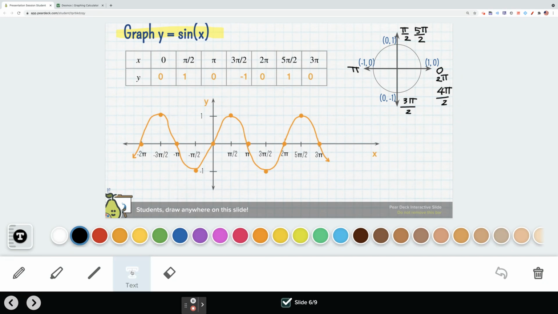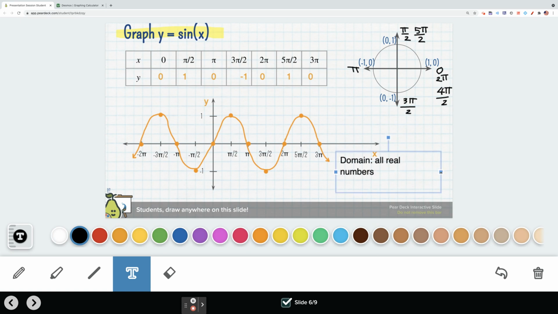We did not discuss, but it might be a good idea to discuss, that the domain of the sine function is all real numbers. We know that the number pi, for instance, is a real number. It's irrational, but it has a value. It's 3.14, so 2 pi would be about 6.28. So the domain is all real numbers.